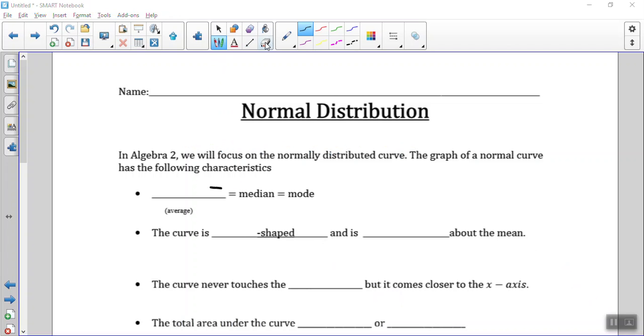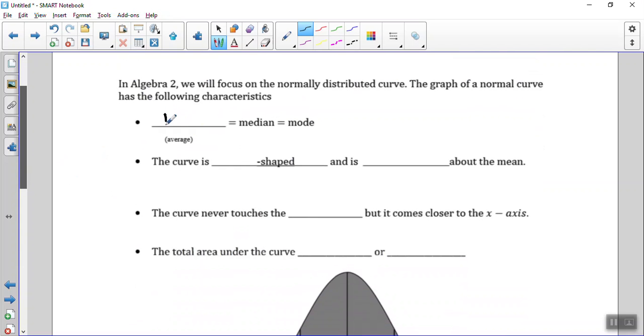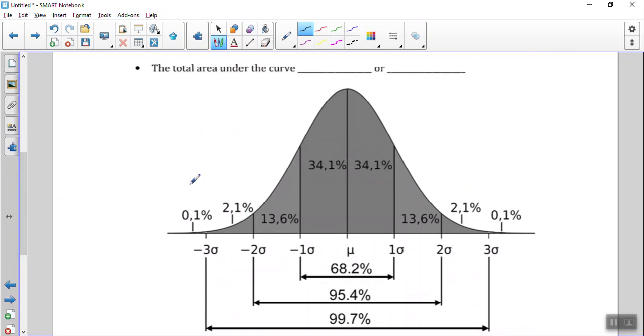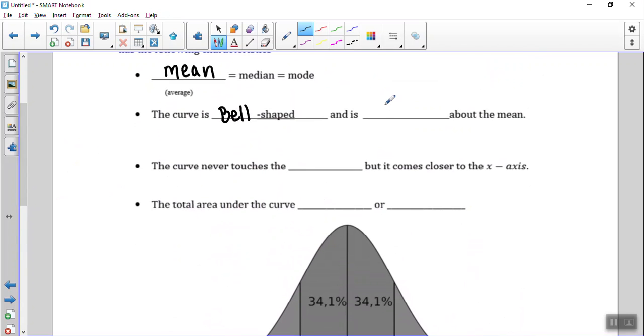Okay. All right. So over here we have the normal curve, which has the following characteristics. We need to know that the mean is always equal to your median and your mode. In other words, the mean is the average. The curve is what we call a bell shape, okay, because it looks like a bell, and is symmetrical. It is symmetrical about the mean.